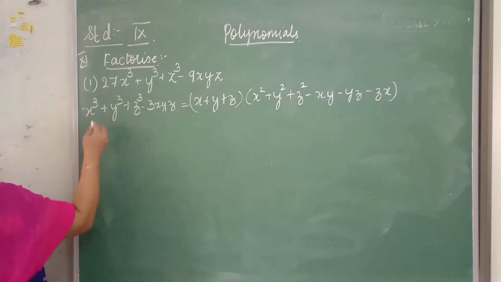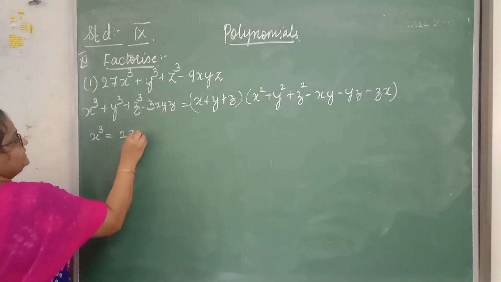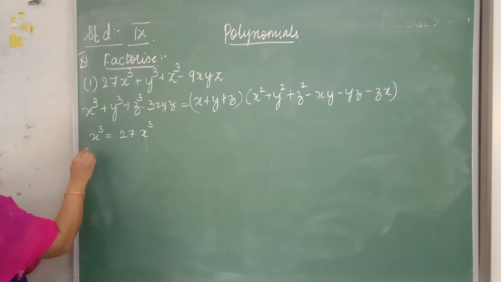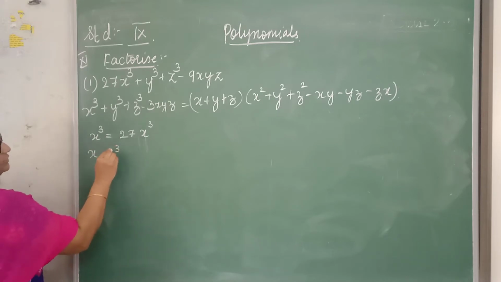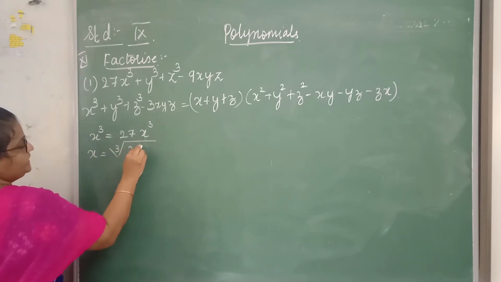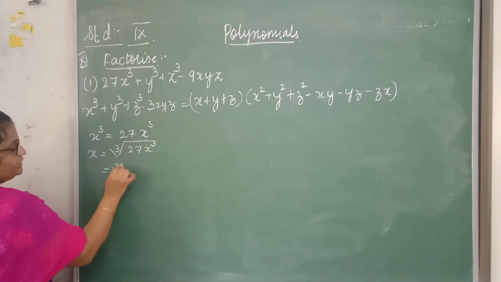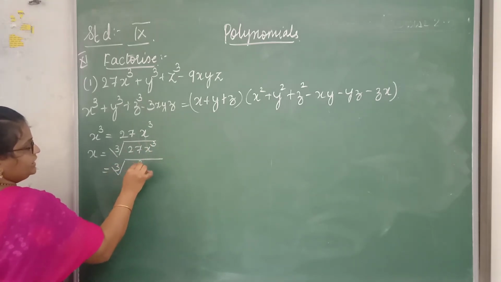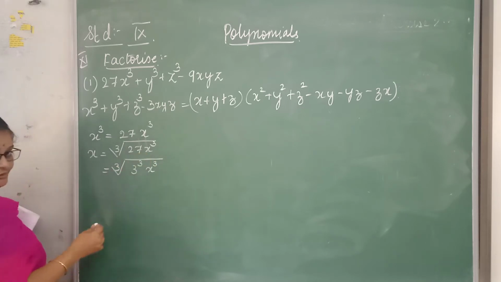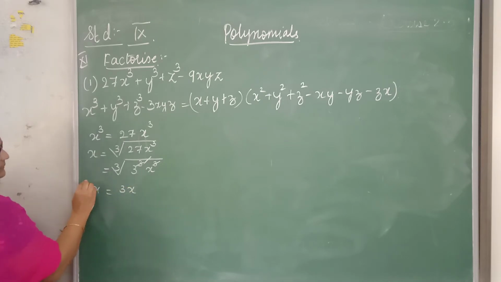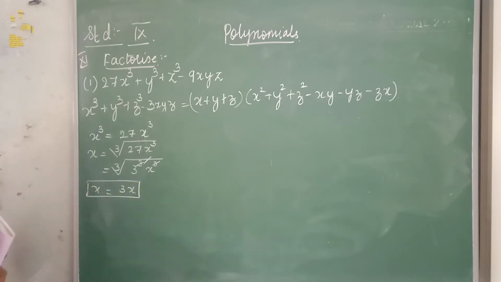So in place of x cube I am having 27x cube. Okay, then what will be the value for x? x is equal to cube root of 27x cube. So 27 is a perfect cube. Cube root of 3 cube into x cube. So cube root gets cancelled. I will leave it with x. So in place of x we are having 3x.